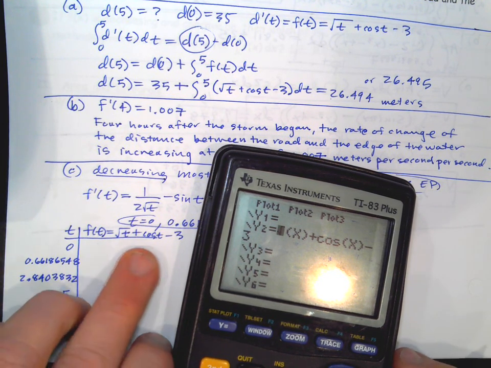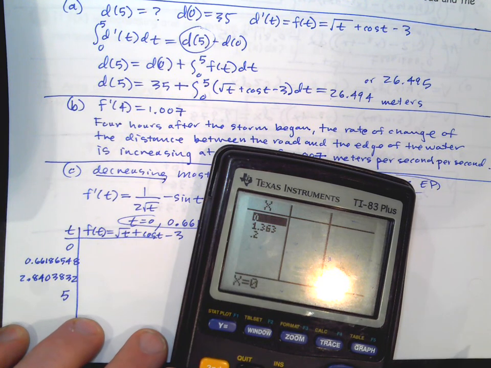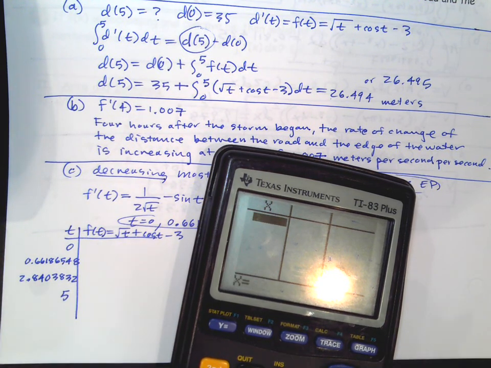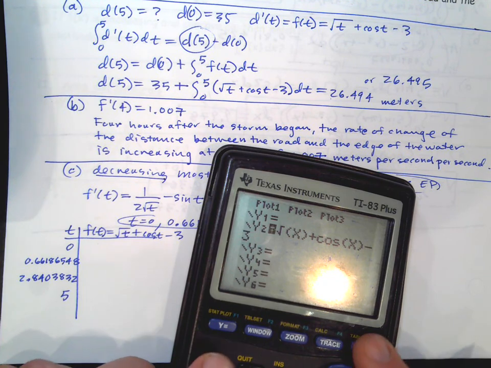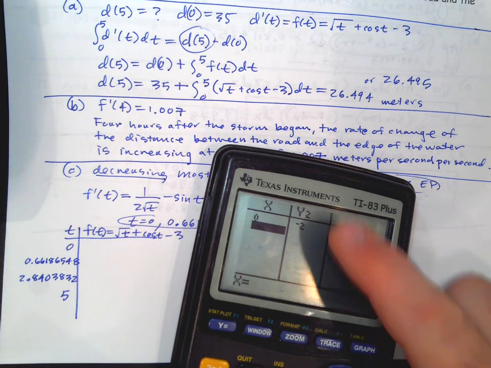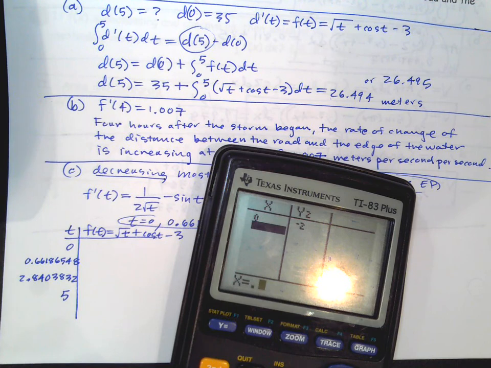So that's that equation. So I can go to the table, and I'm just going to get rid of what's there, and then we type in 0, and then point. Oh, I also need to go turn this back on. I turned it off. 0. It wasn't showing up here, which means it wasn't on. 0.66186548, 2.8403832, and 5. And I'm going to go over here and highlight these because they're going to be rounded to decimal places I don't want to round to, just to make sure I write the right thing.